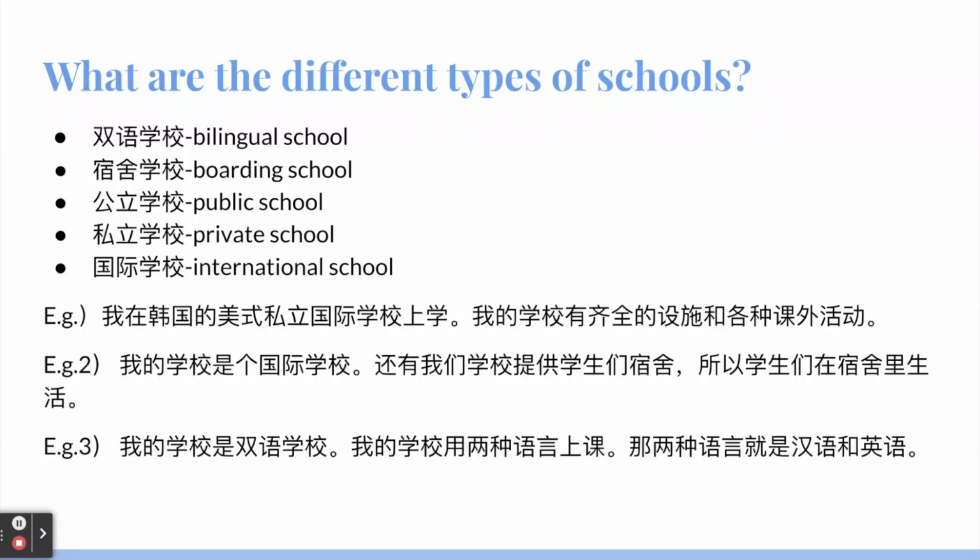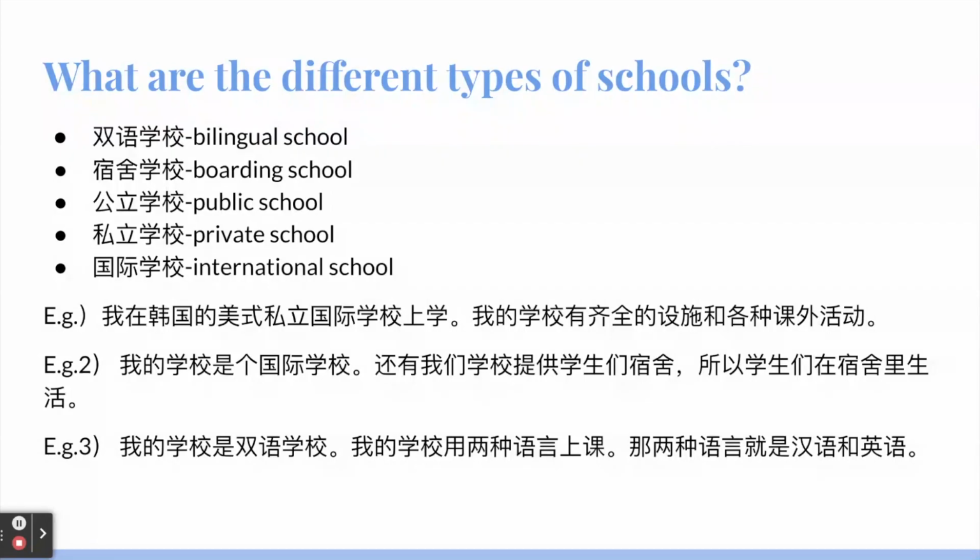So here are some examples I made, and you guys could make your own versions of which type of school you go to. So first example is 我在韩国的美式私立国际学校上学，我的学校有齐全的设施和各种课外活动. So this means that I go to an American style private international school in Korea, and my school has amazing facilities and also different types of after school activities.